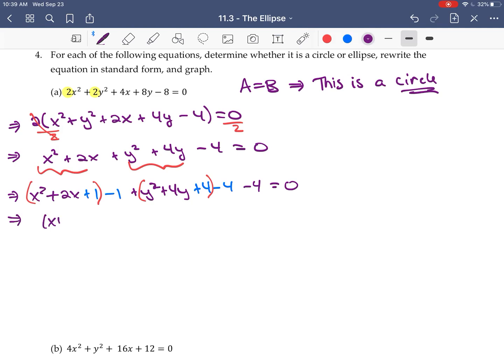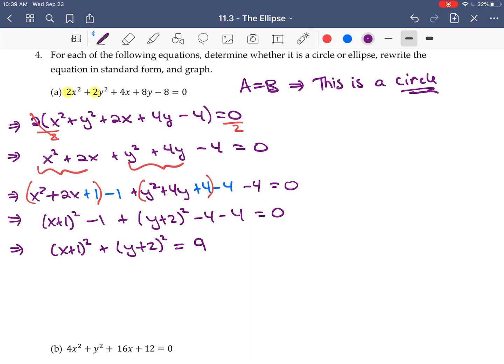Okay, then we're going to just bracket them so that we have our perfect squares together. So this is going to be x plus 1 all squared minus 1, and this one's going to be y plus 2 all squared, and then I have minus 4 minus 4. Putting all the numbers together, I have minus 9 on this side, so if I move that to the other side, I get equals positive 9. And this is the standard form for a circle.